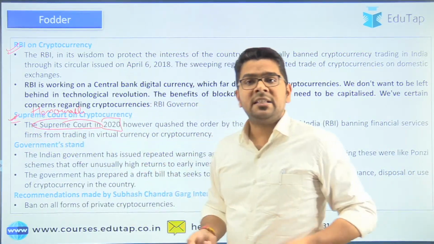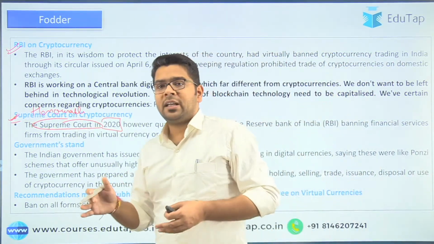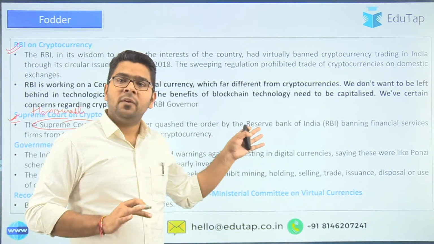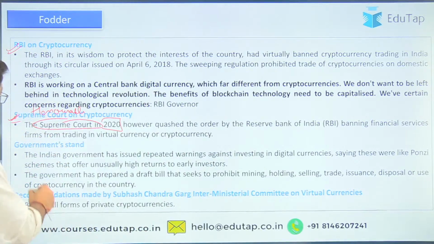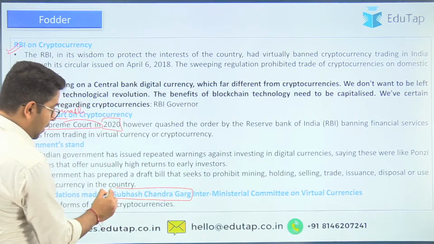So the Supreme Court has given a judgment, and they said that companies or firms that want to take payment through the cryptocurrency should be allowed. So that was the instance of the Supreme Court. Now the government: I already mentioned Subhash Chandra Garg. Yeah, I was right about the committee.